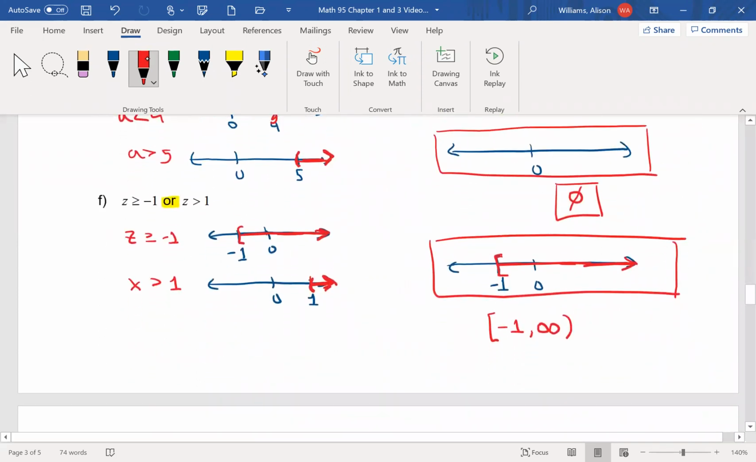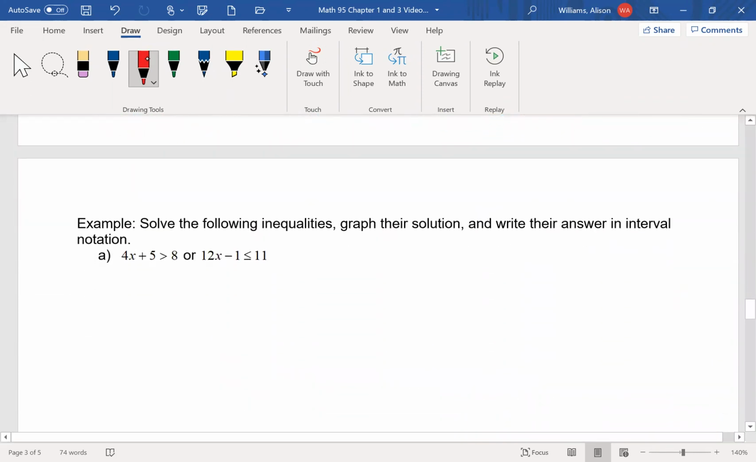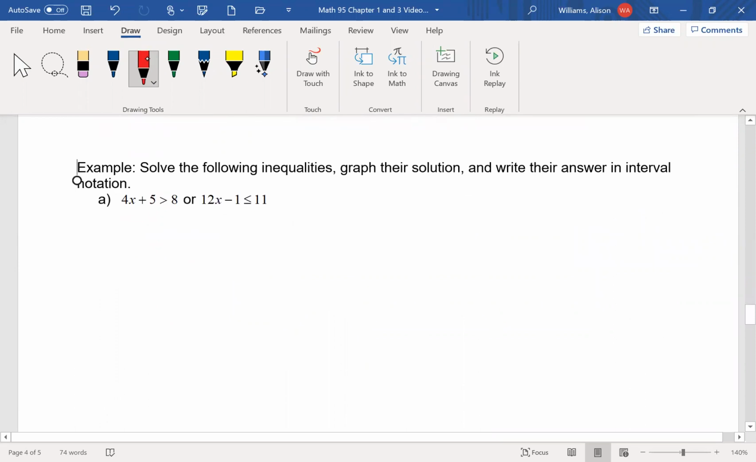Okay, we're going to use interval notation on these next problems, so we'll get to practice that some more. For these, we're going to first solve the inequality, then we're going to graph them, and then we'll write the interval notation. Okay, so this first one, 4x plus 5 is greater than 8.